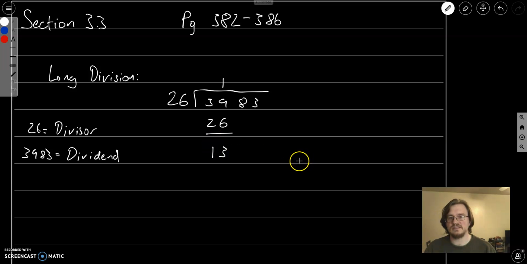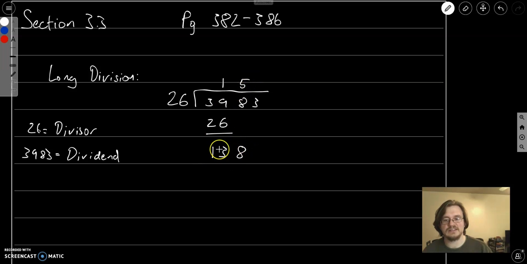So this should be somewhat familiar. But the steps that I did in order is we first divided just part of this, we multiplied, and then subtracted. So divide, multiply, subtract. Then we bring down the next number, and we do the same thing again. So then the question is, how many times does 26 go into 138? And this will be 5 times.